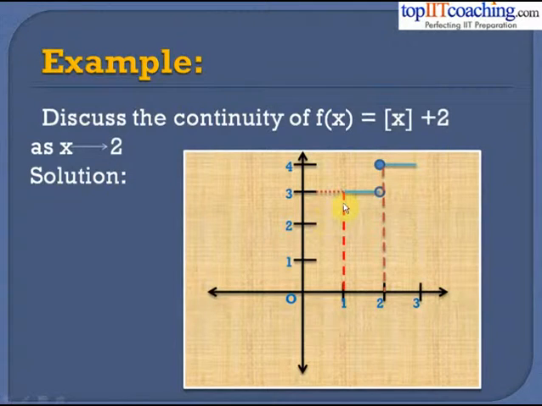So when x lies between 1 and 2, then the value of f(x) would be 3, and when x is slightly greater than 2, then the value of the greatest integer function of x would be equal to 2, and hence f(x) is equal to 4. So for the values of x which lie between 2 and 3, the value of f(x) would be equal to 4. Therefore we see that the left hand limit is equal to 3 and the right hand limit is equal to 4. Therefore the left hand limit is not equal to the right hand limit, and so the limit does not exist, and hence we can say that f(x) is discontinuous at the point x equal to 2.